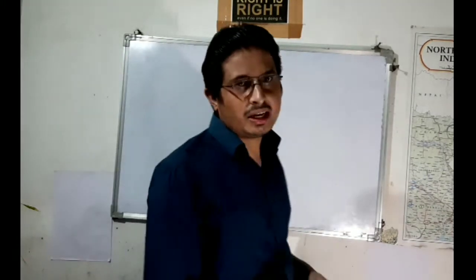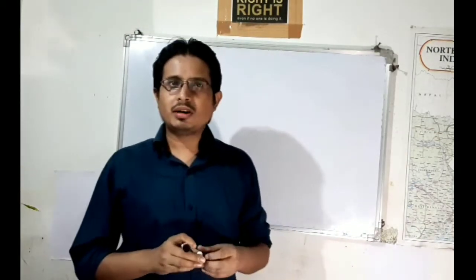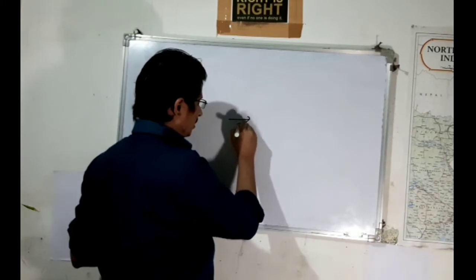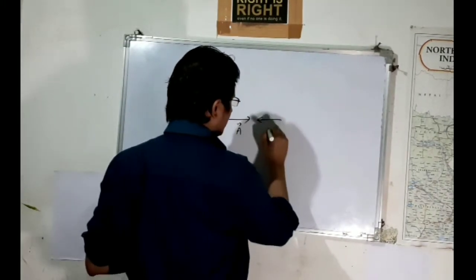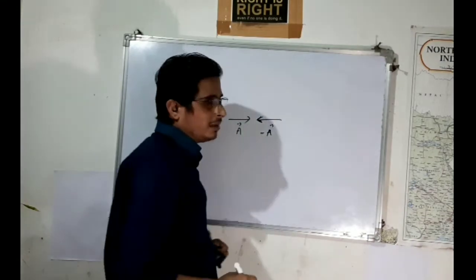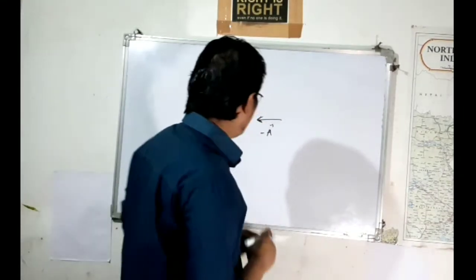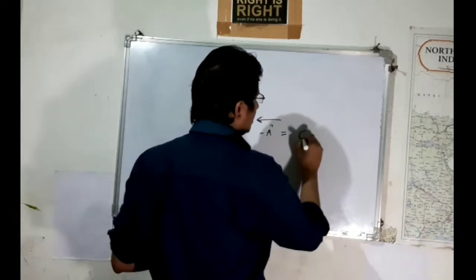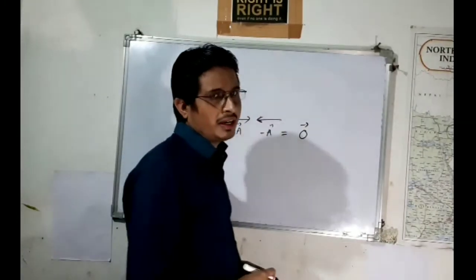Well, sometimes we observe a strange kind of vector. Suppose a vector A and another vector minus A. Look, A and minus A have the same magnitude but the directions are opposite. If we combine these two vectors, then the result is the zero vector or null vector.